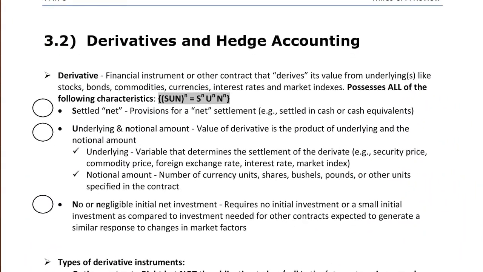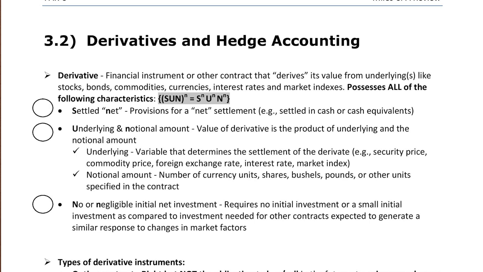On page 16, FAR 3.2, we're looking at derivatives and hedge accounting. Now, derivatives are financial instruments or other contracts that derive their value from underlyings like stocks, bonds, commodities, currencies, interest rates, and market indices. Now, derivatives have a multiplier effect, and our mnemonic here is sun to the power of n.